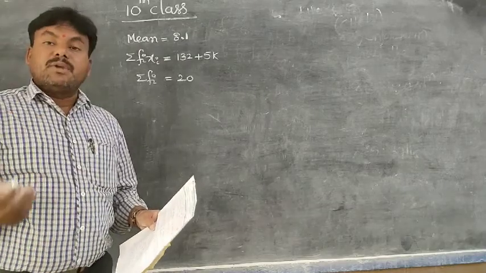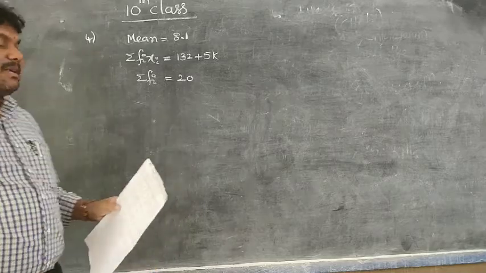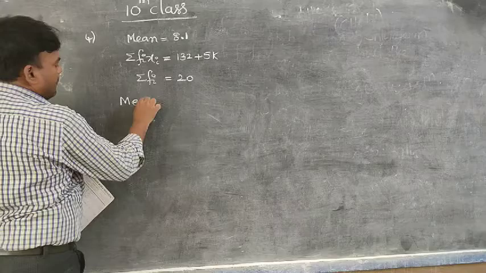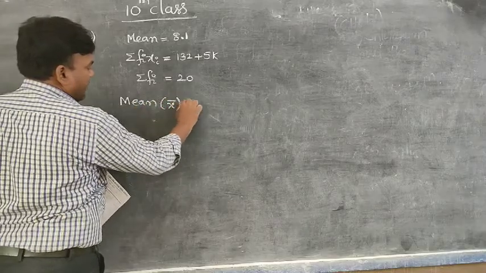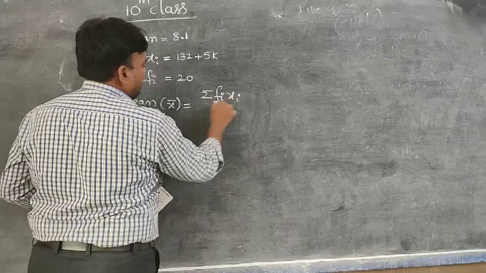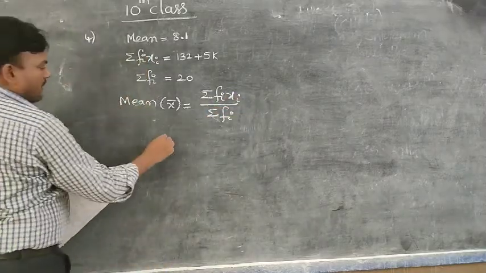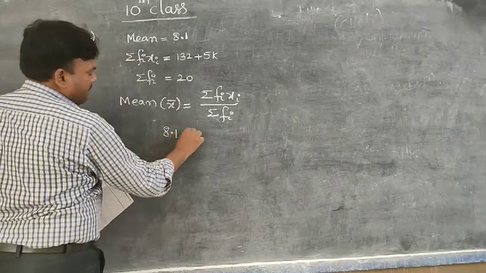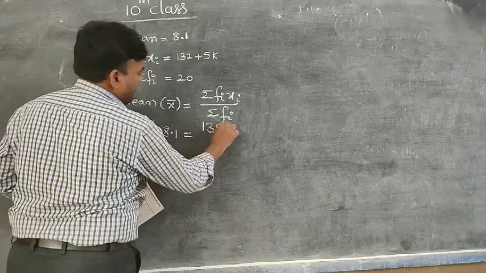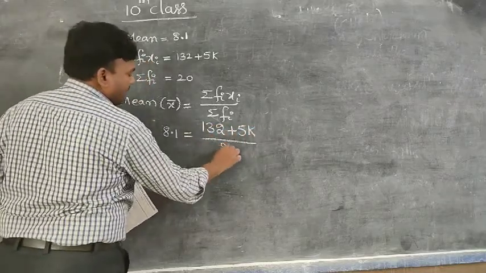To find the mean by the direct method, mean x bar equals summation Fi xi by summation Fi. So here, the mean value 8.1 equals summation Fi xi, value 132 plus 5k, by summation Fi, 20.